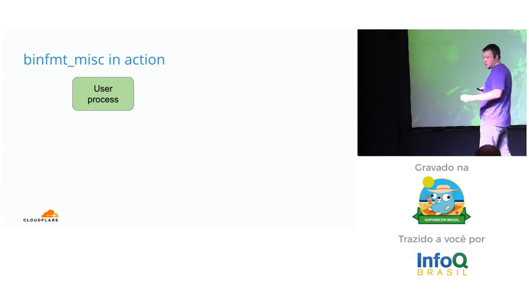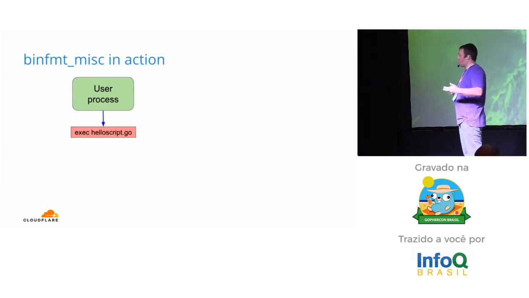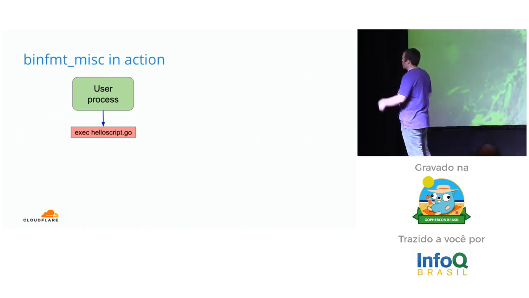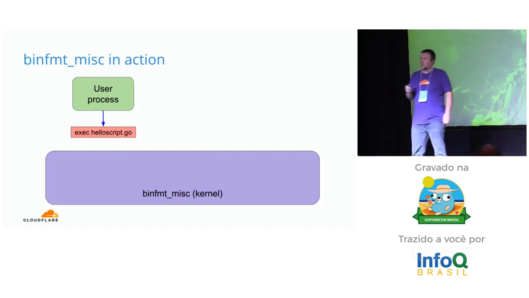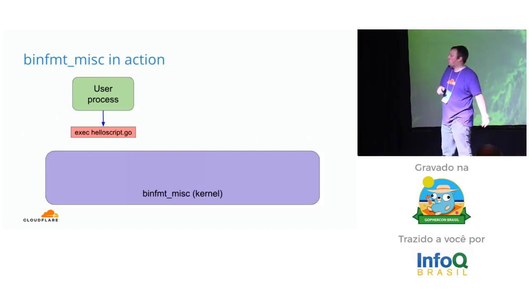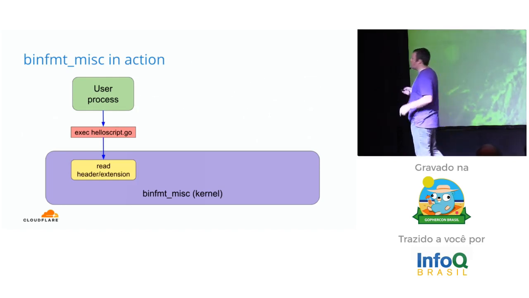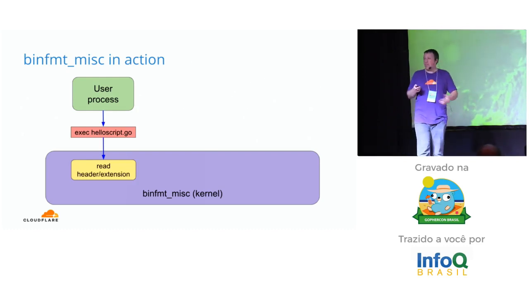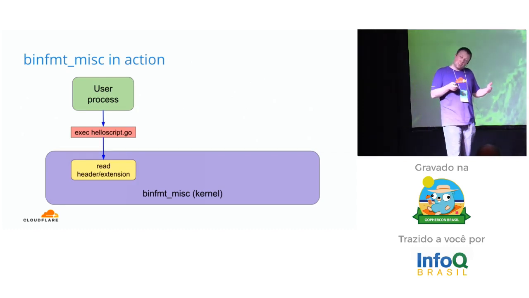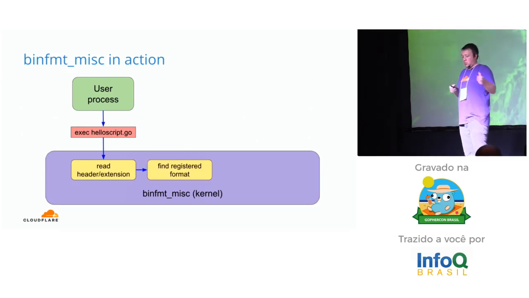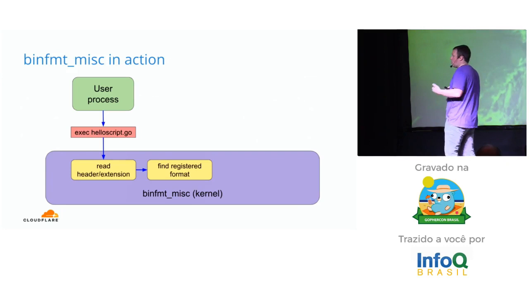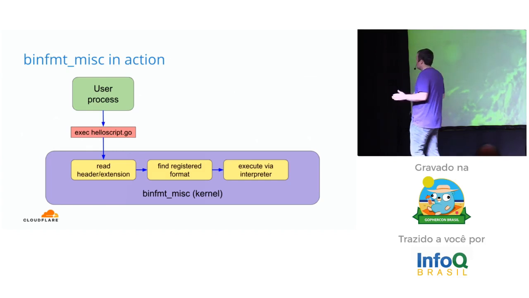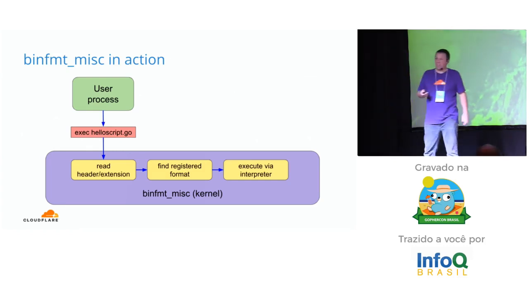The way it works is, the user process will try to execute our Go file. It will make the exact system call with our Go file. Because we registered .go files as a format in binfmt misc, that call will be forwarded to the binfmt misc kernel module. The kernel module will read this extension, verify that it's indeed a .go file, find the registered format and parse that line, extract the path to the interpreter which it should use, and then execute that file via the interpreter.